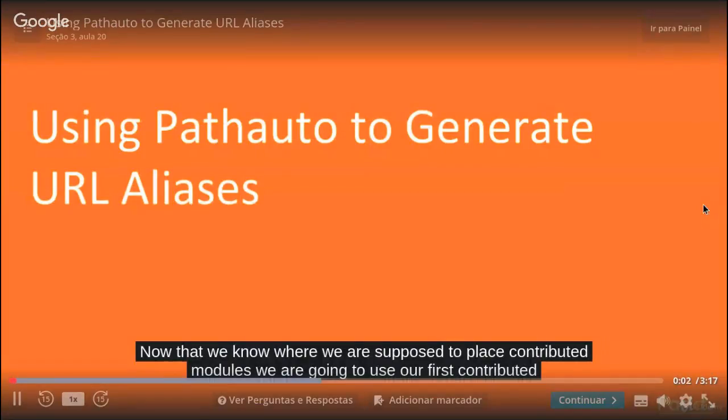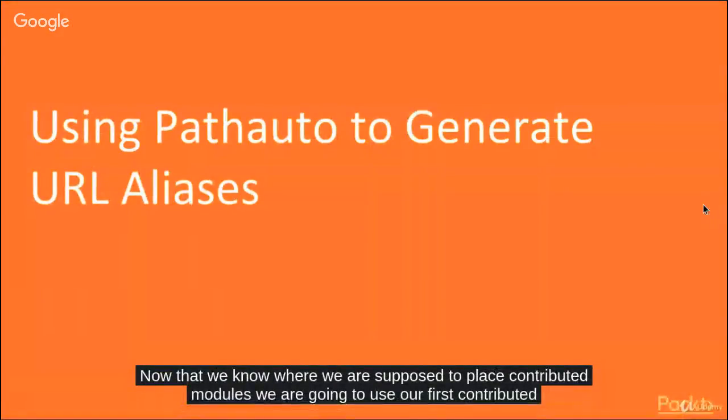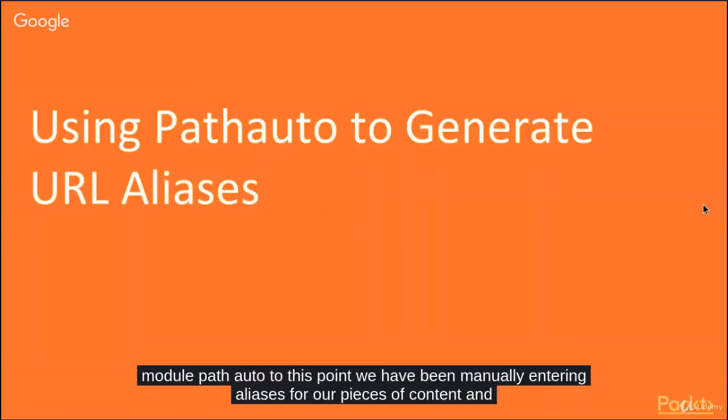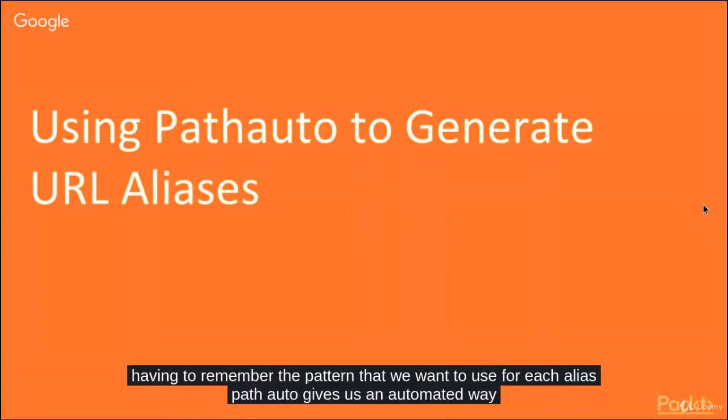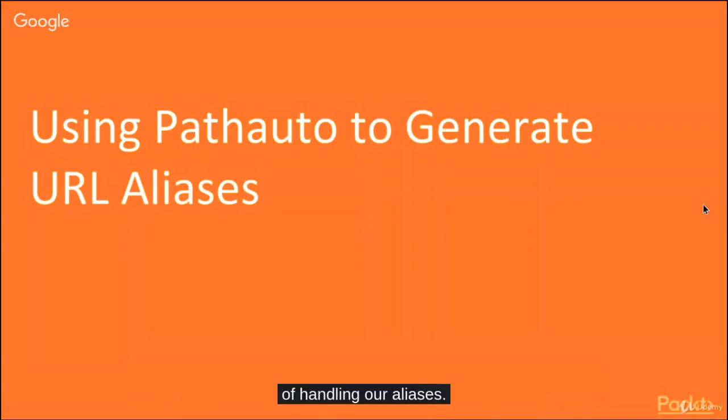Now that we know where we are supposed to place contributed modules, we are going to use our first contributed module, Path Auto. To this point, we have been manually entering aliases for our pieces of content and having to remember the pattern that we want to use for each alias. Path Auto gives us an automated way of handling our aliases.